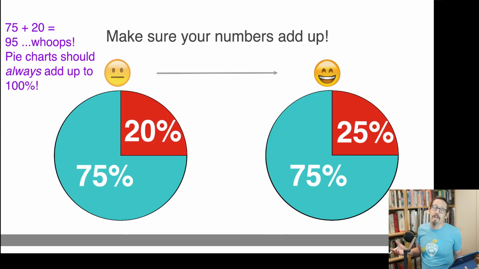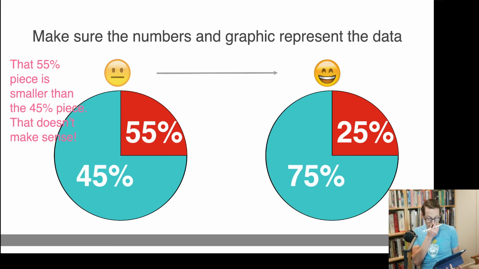Okay. It's always good to make sure you don't have numerical mistakes, right? 75 plus 20, not 100. Make sure your numbers add up. Make sure the numbers you put on something actually represent the chart.